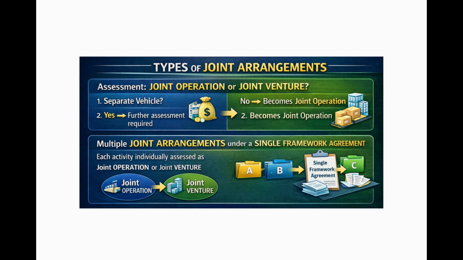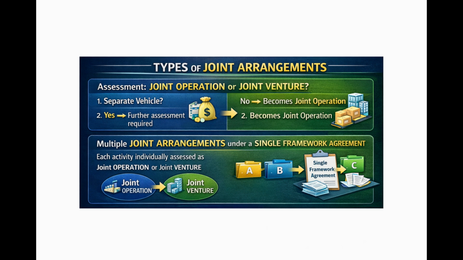Conclusion, joint operation. When contract indicates joint venture, indicators include parties have rights only to net assets. Assets and liabilities belong to the arrangement itself. Creditors have no recourse to parties. Conclusion, joint venture.